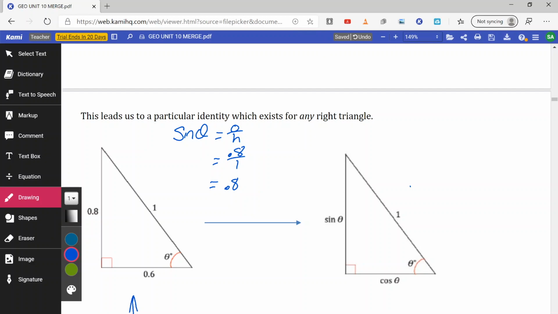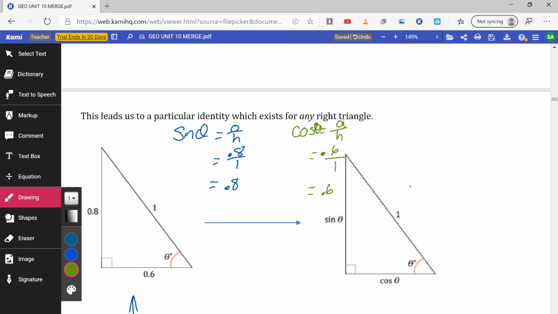So notice this side here is 0.8. Hence, we can say this short side is also sine of theta. Same with this side over here, cosine of theta. Cosine is adjacent over hypotenuse, which we found to be 0.6, and then the hypotenuse is 1. Again, 0.6 divided by 1 is just going to give me 0.6. So because it's the same value, we can say this side is also cosine. So sine theta, cosine theta.